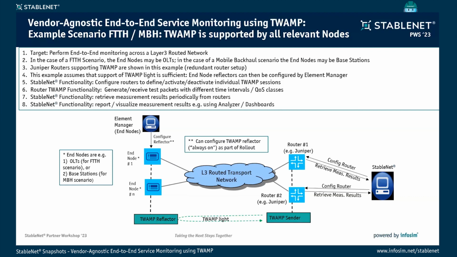Now, what does StableNet do? How does StableNet fit? Well, StableNet is capable of configuring these routers in the figure. So TWAMP functionality on these routers is set up, and StableNet also retrieves the measurement results from these routers and is then capable of reporting and visualizing the measurement results using StableNet Analyzer and dashboards.